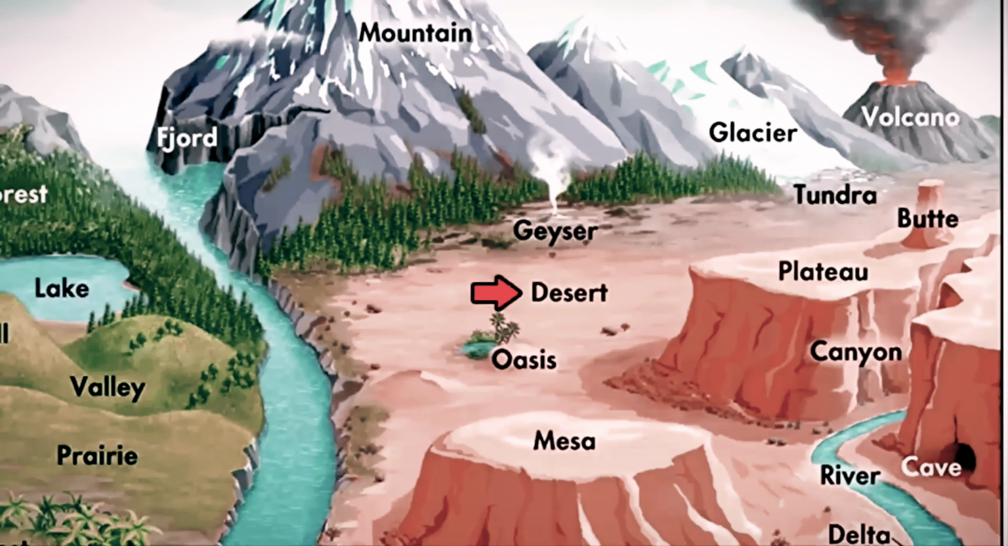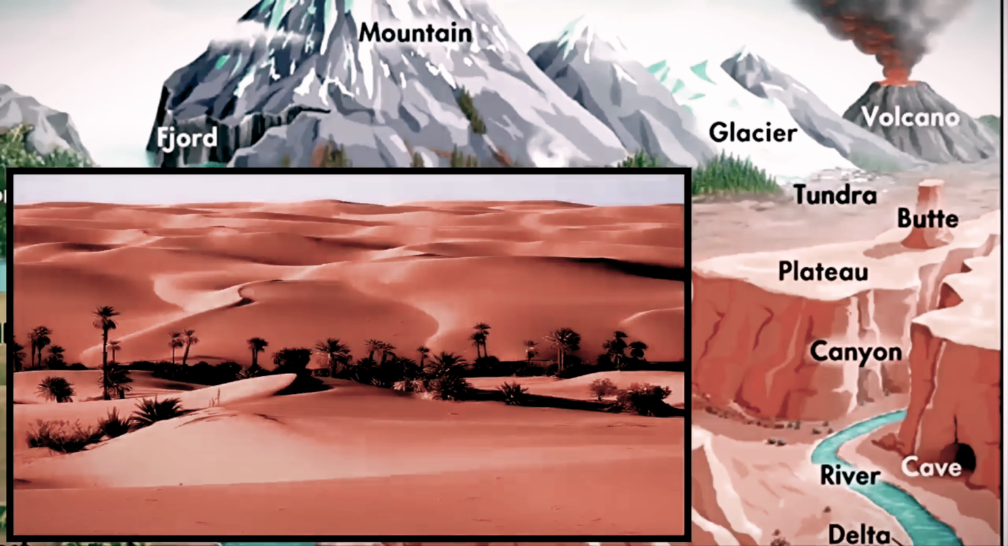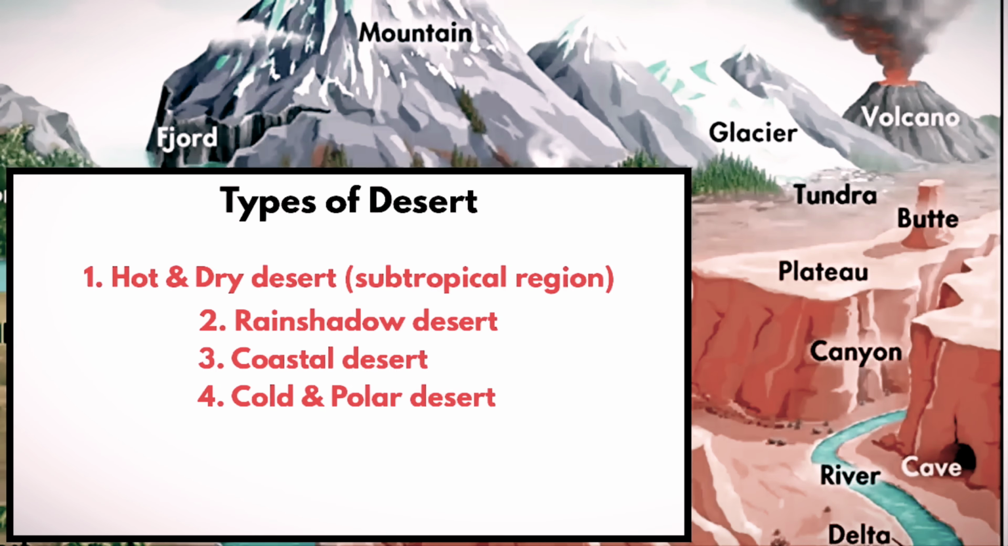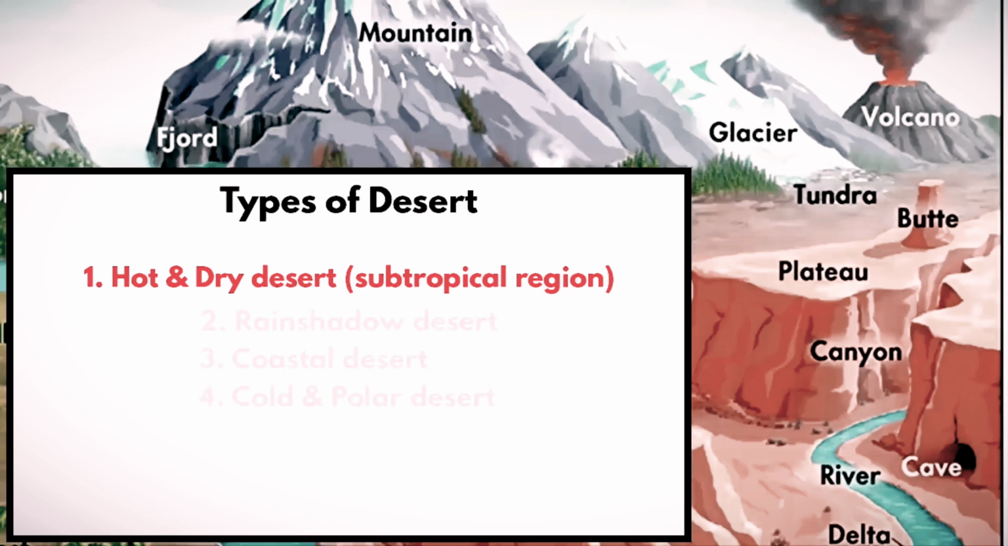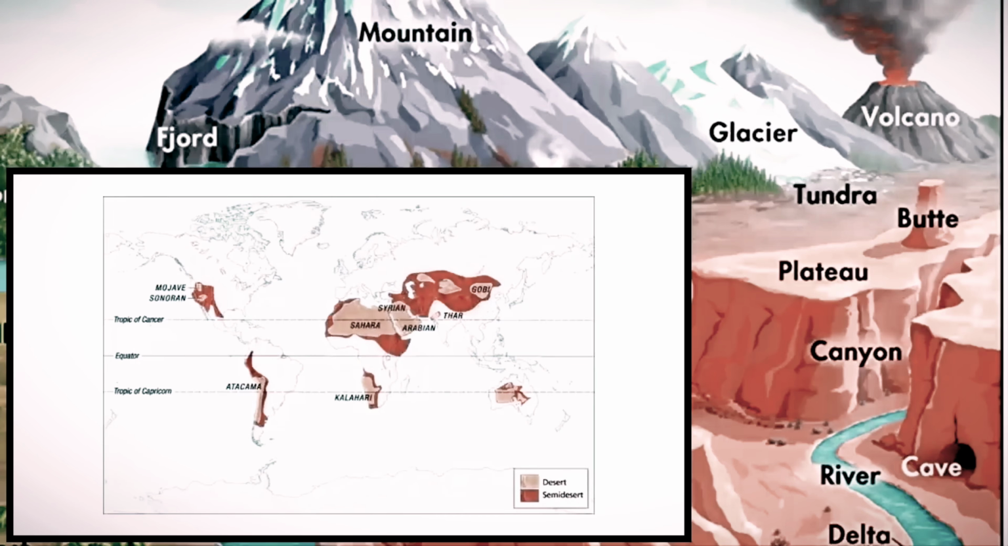The next one is desert. When we think of desert, this kind of a sandy picture comes to our mind, right? But then that's not the only desert. There are basically 4 types of deserts. The first one is hot and dry desert, which exist in the subtropical region. They are along the Tropic of Cancer and Tropic of Capricorn.